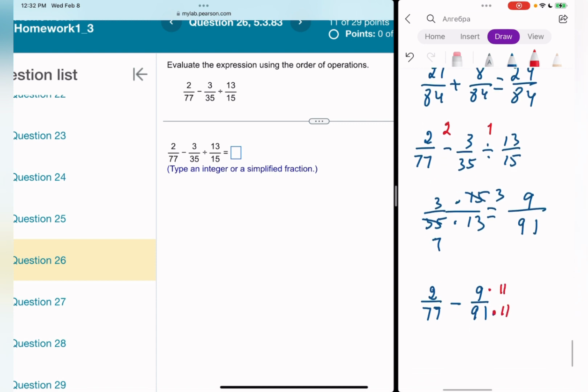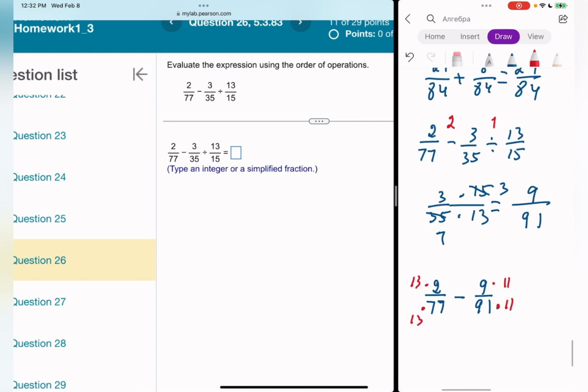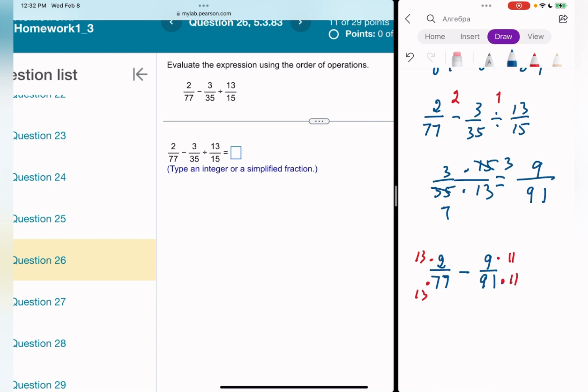You can go by the way you learned already in my previous assignment. It will be easy for you. And this is multiplying by 13. And I am getting what? 13 times 2 is 26 over 13 times 77. It's going to be 1001. And minus 9 times 11, 99, and 1001. So it's going to be negative.